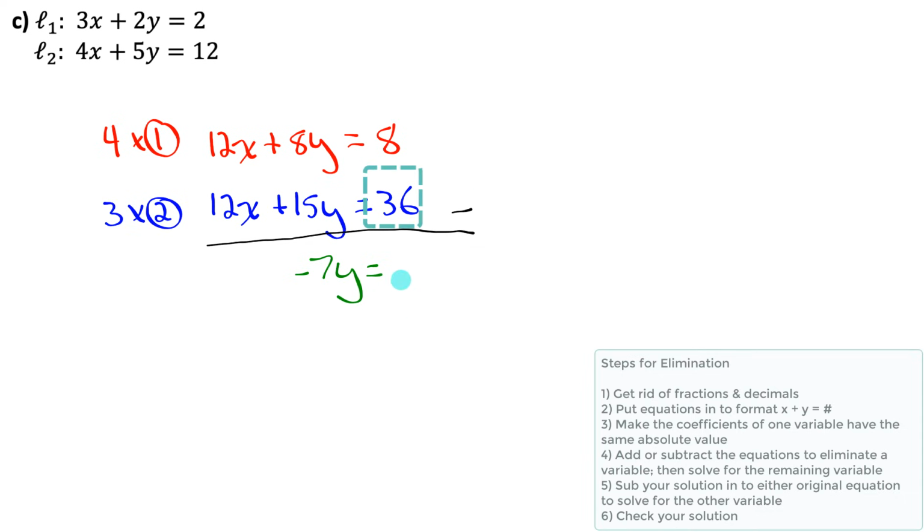And 8 minus 36 is negative 28. I'll divide both sides by negative 7. Negative 28 divided by negative 7 gives me 4.